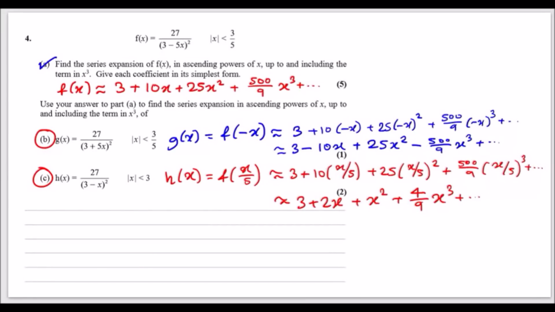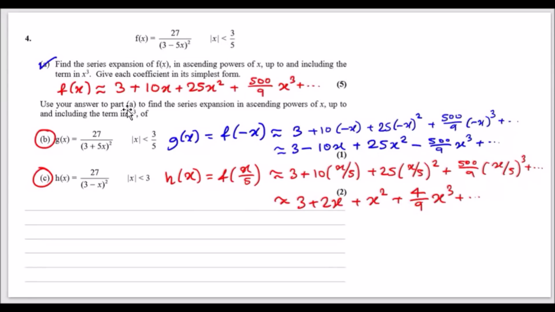Now, next one, part B. So far so good, guys. If you guys are following this, seriously, you're amazing, and I really hope you guys do well. Now, I'll put the answer over here just to keep it easy. So using the answer to part A, to find the series expansion in ascending powers of x up to and including the x cubed term of this, let's go ahead and find the series expansion.